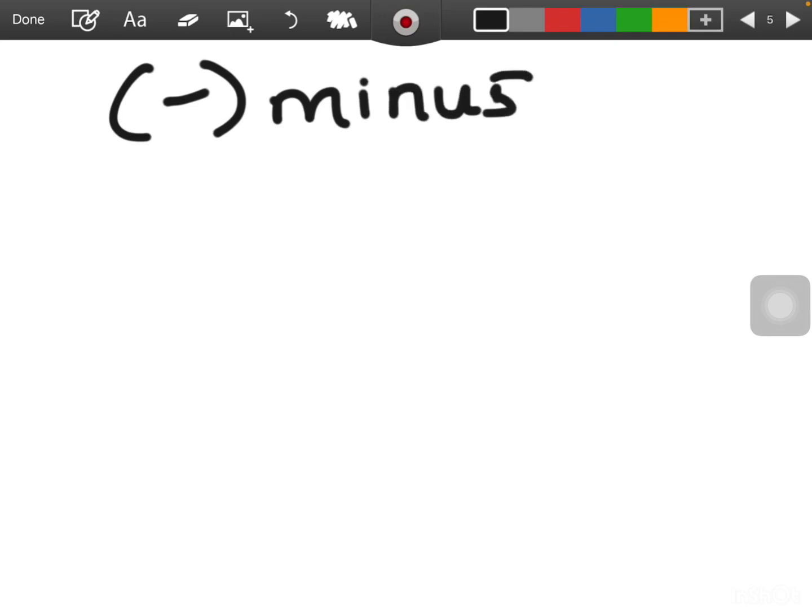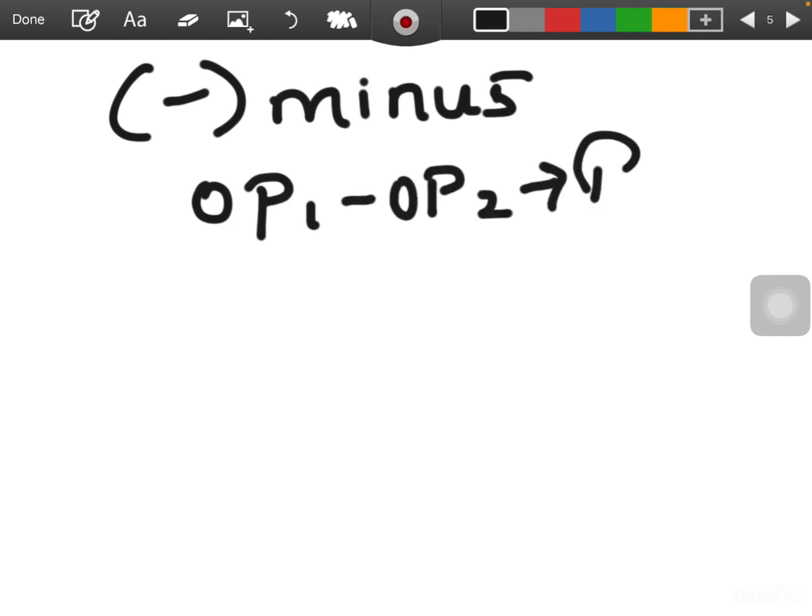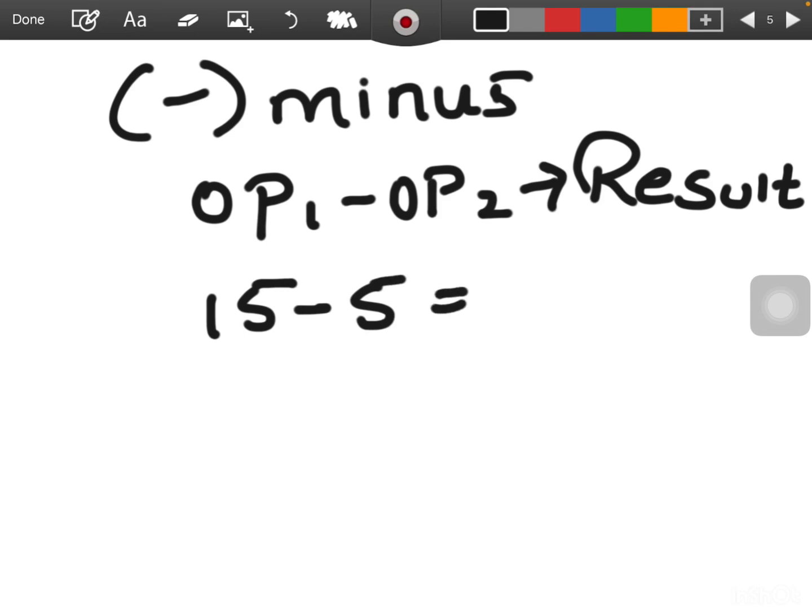Then we will discuss the minus operator, which acts as subtraction. Operand 1 minus operand 2 gives the result. This is the minus operator. See here, 15 minus 5, we will get the result as 10. Only the plus performs addition as well as concatenation, but minus does not perform concatenation.